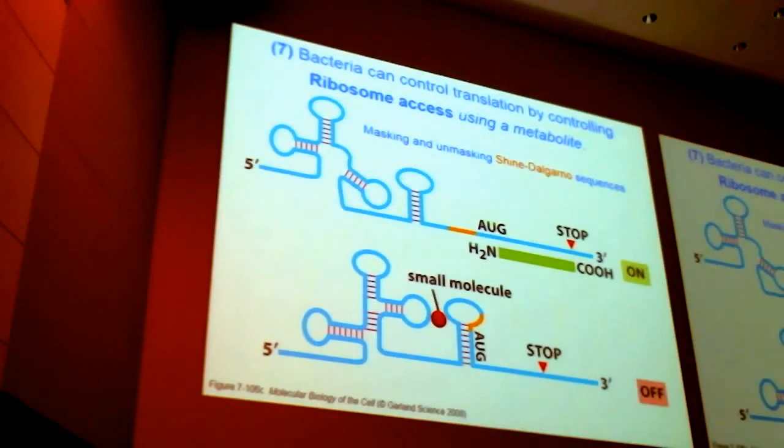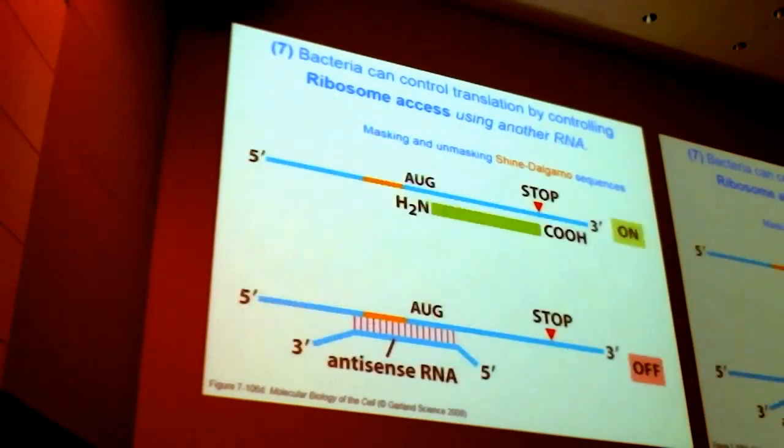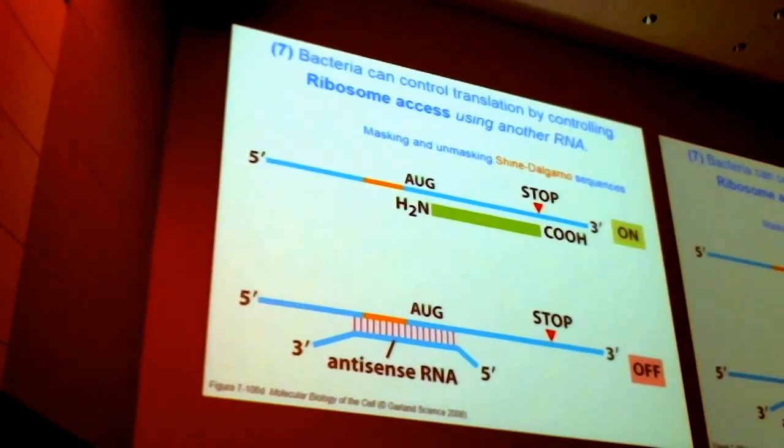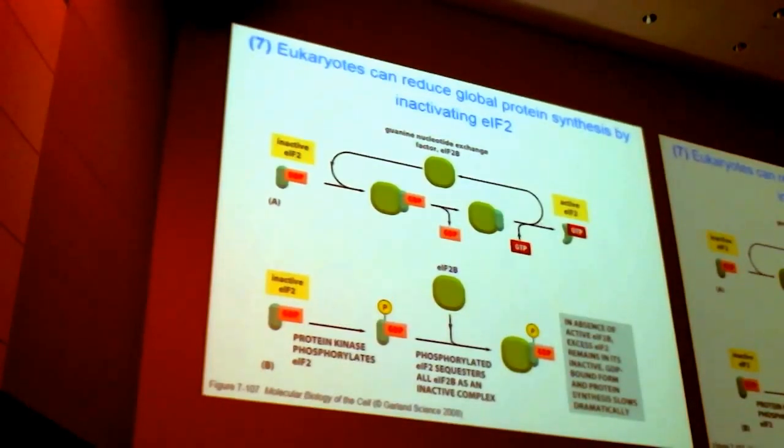You could have another small molecule that binds and changes the structure of the RNA so that now the ribosome is bound up, the Shine-Dalgarno sequence is bound up. Or finally, you could use some other RNA to base pair to this Shine-Dalgarno sequence so that the ribosomal RNA can no longer bind this Shine-Dalgarno sequence. So all these are just different examples of the same idea, whether you capture the Shine-Dalgarno sequence and sequester it or not. Okay. In eukaryotes, the situation is more complicated, as you might imagine.